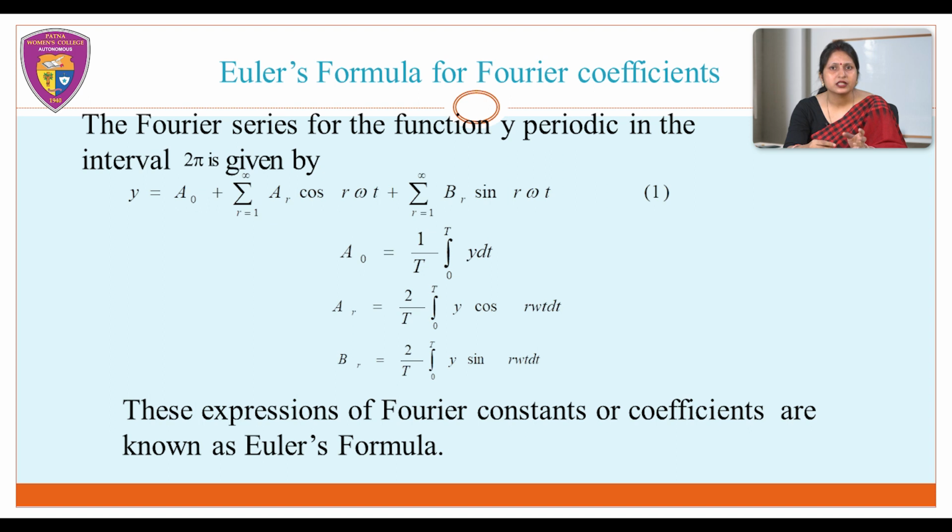Let us move to the formulae for obtaining Fourier coefficients, because only if we obtain the coefficients can we analyze a complex waveform. It shows that if we have a variable y represented as a Fourier series, then the Fourier coefficients are given by a naught equal to 1 upon T integration 0 to capital T y dt, ar equals 2 upon T integration from 0 to capital T y cos r omega t dt, and br is equal to 2 upon T integration 0 to T y sin r omega t dt.